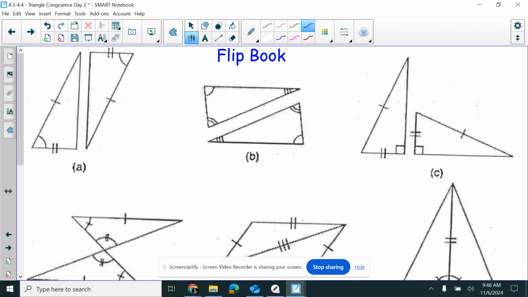These examples are also in your flip book if you're following along. What you want to do when you're figuring this out, first, make sure the two triangles match up the same way, like the congruency marks are in the same spot. Like this one, the congruency marks are in the same spots.